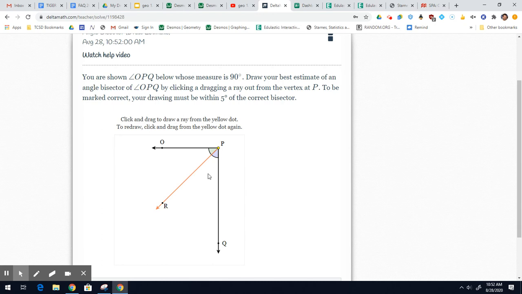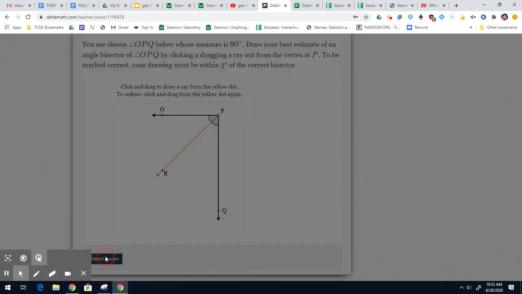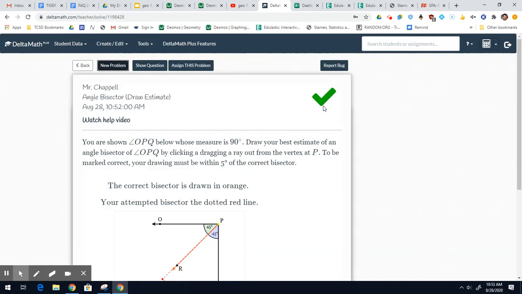Okay. Now, again, this might take you 1 or 2 tries. Don't feel bad if you get it wrong the first time. I tried it without the video, and I got it wrong the first time too. So again, it's about estimation. But I think that these two angles look about congruent. So I'm going to submit my answer. I'm going to click yes, cross my fingers, and boom.